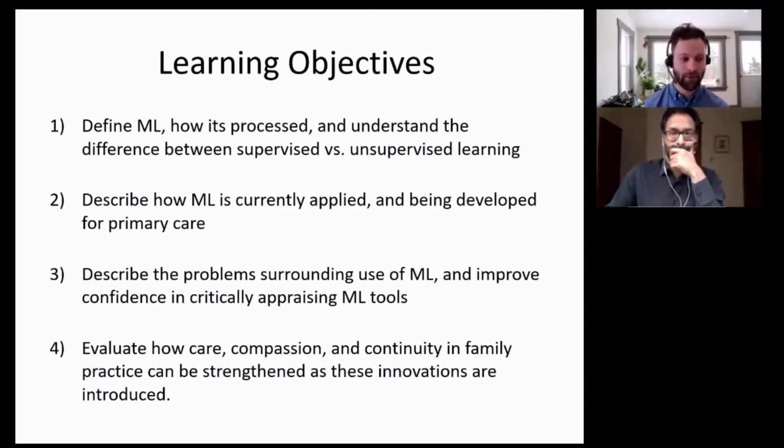So the learning objectives for this presentation are, first, define machine learning, how it's proceeded, and understand the difference between supervised versus unsupervised learning. The second one, describe how machine learning is currently applied and being developed for primary care. The third one, describe the problems surrounding use of machine learning and improve confidence in critically appraising machine learning tools. And the last one, evaluate how care, compassion, and continuity in family practice can be strengthened as these innovations are being introduced. So next slide.